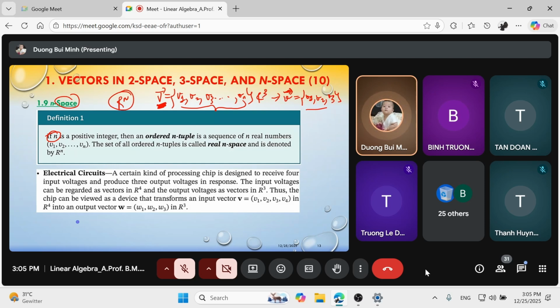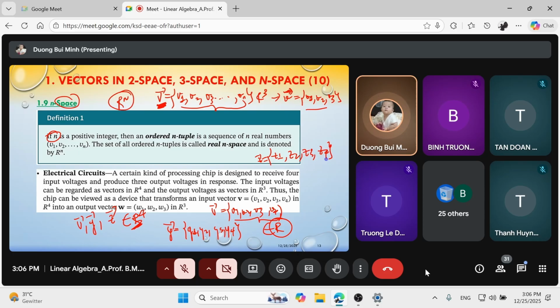So if I say vector v, vector y, vector z belong to R4, that means every vector will have 4 elements, right? v1, v2, v3, v4, and of course all elements belong to the real number set. And we have vector y including y1, y2, y3, y4, and similarly vector z including z1, z2, z3, and z4.